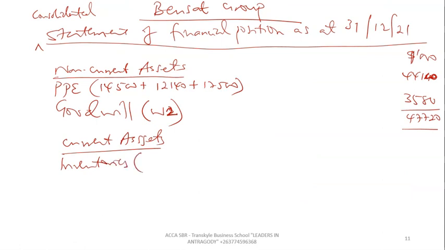Okay, we have got 6,300 plus 2,100 plus 450. Okay, we use our calculator and we should get our 8,850. We go to trade receivables.